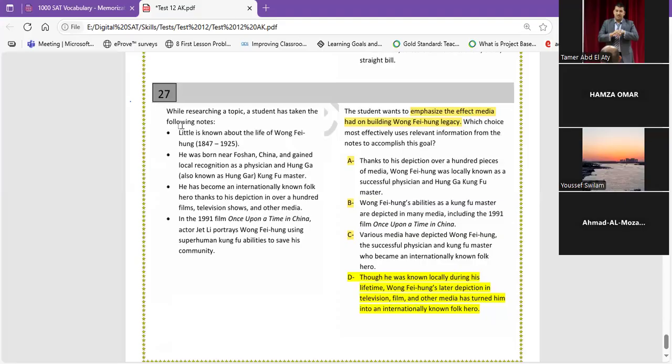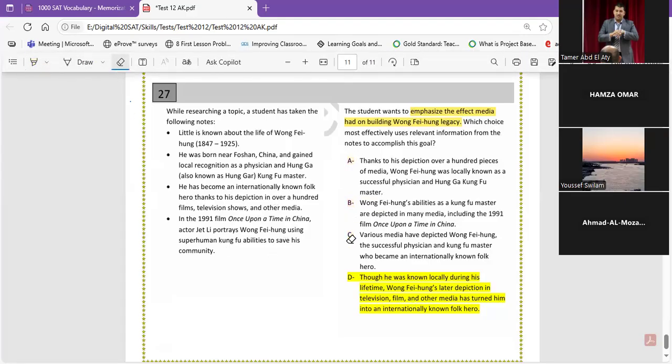Let's find here. Little is known about the life of Wang Fei Hong, 1847-1925, who was born near Foshan, China, and gained local recognition as a physician and Hung Ga, also known as Hung Gar, Kung Fu master. He has become an internationally known folk hero thanks to his depiction in over 100 films, television shows, and other media. Yes, this one is better. In the 1991 film Once Upon a Time in China, actor Jet Li portrays Wang Fei Hong using superhuman kung fu ability to save his community. Yes, so the answer is D.